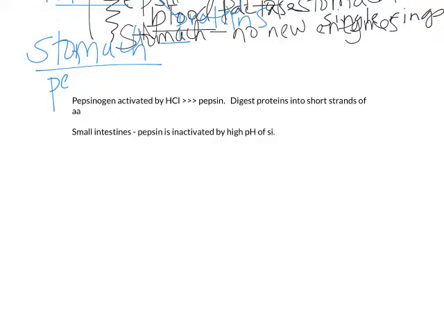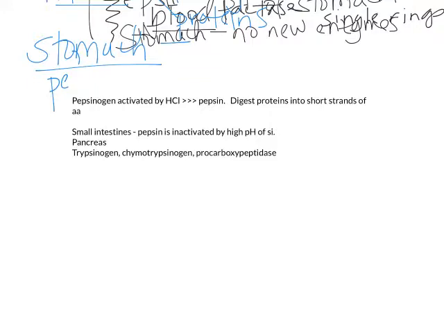Okay, now, in the small intestines, though, we have some other enzymes, and they're going to come from the pancreas, and they are trypsinogen, chymotrypsinogen, and procarboxypeptidase. Okay, so 3 enzymes, inactive, they're being released from the pancreas.